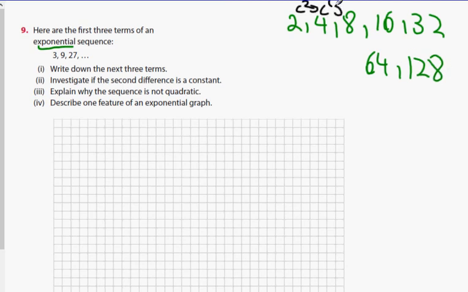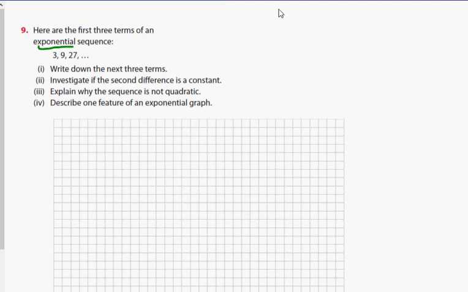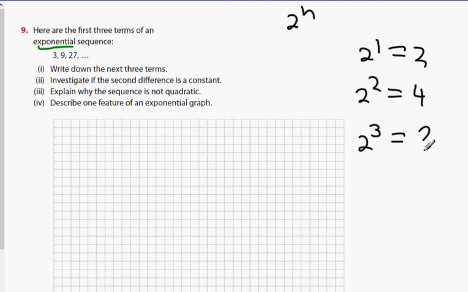What are you noticing about the gaps each time? What's up with the gaps, guys? They're getting multiplied by 2 each time, and they're becoming bigger and bigger. This is an example of an exponential series. Now, exponential series is basically a power series. For example, if I said 2 to the power of n, the first term is 2 to the power of 1, which is 2. The second term is 2 to the power of 2, which is 4. The next one is 2 to the power of 3, which is 8. Then 2 to the power of 4. This is an example of an exponential sequence.